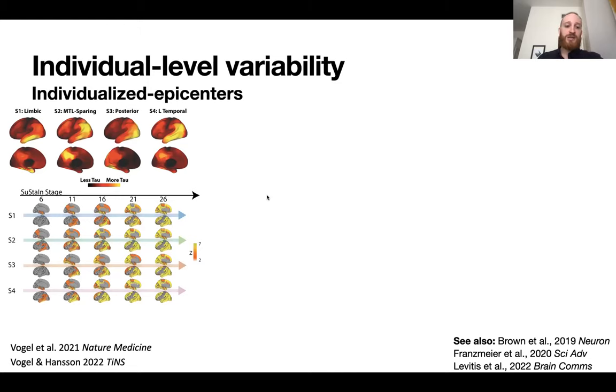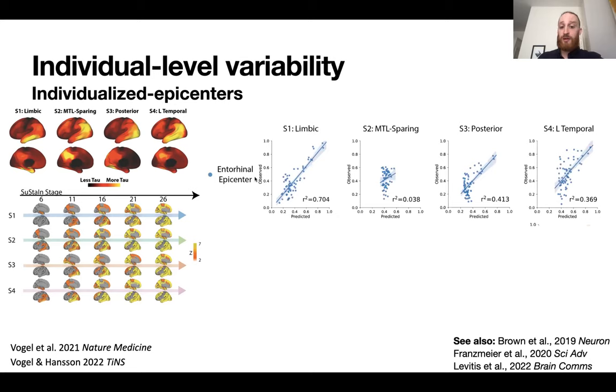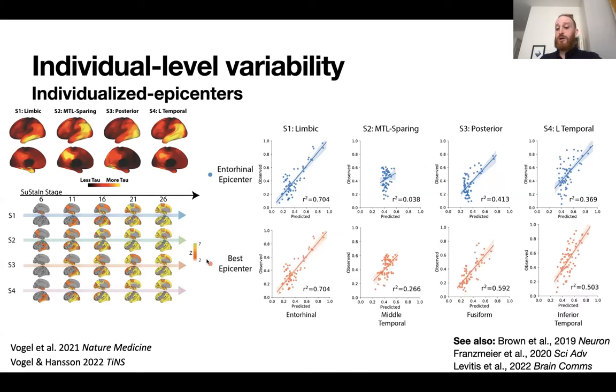And we fit the epidemic spreading model a posteriori to each of these different subtypes. And we found an entorhinal epicenter worked decently well. But when we used a different epicenter for each subtype, we found it actually improved the model fit, which maybe suggests that the pathology is traveling through different networks for different people.